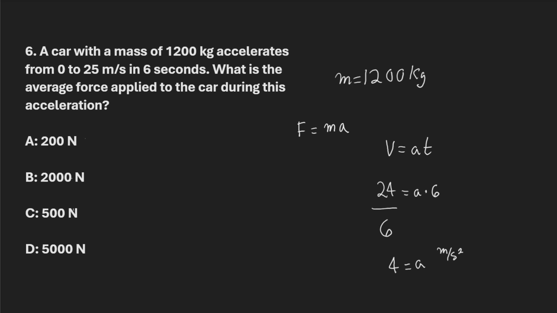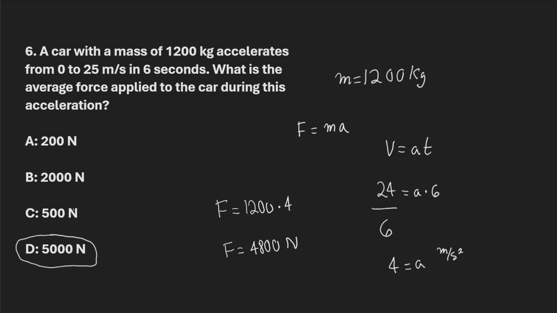So 24 divided by 6 is 4, and then we can go ahead and plug that in, right? F is equal to 1,200 times 4. Right, so what's 12 times 4? That's 48. So it's going to be 4,800. F is equal to 4,800 newtons. And that's close enough to D, 5,000. So the correct answer is going to be D.